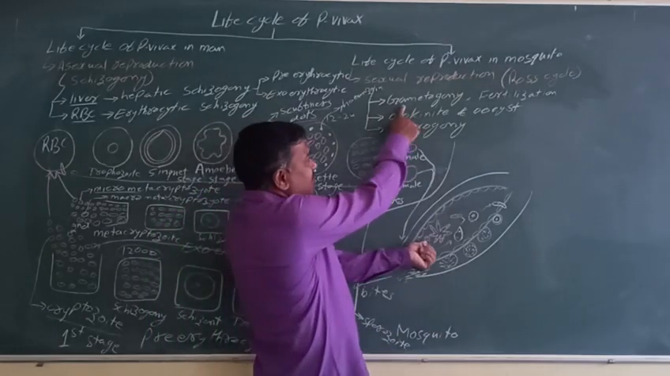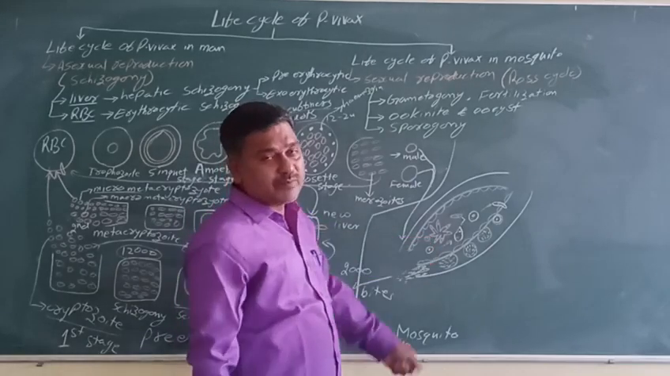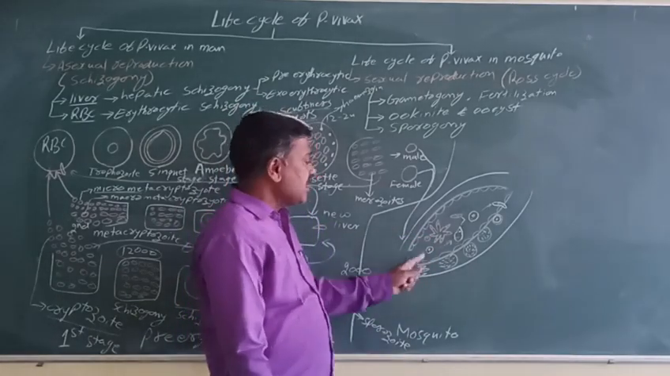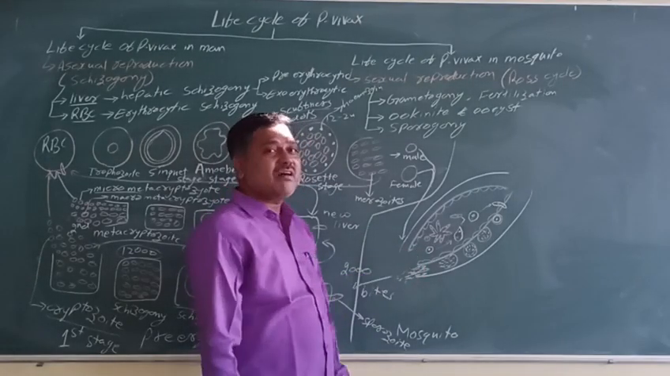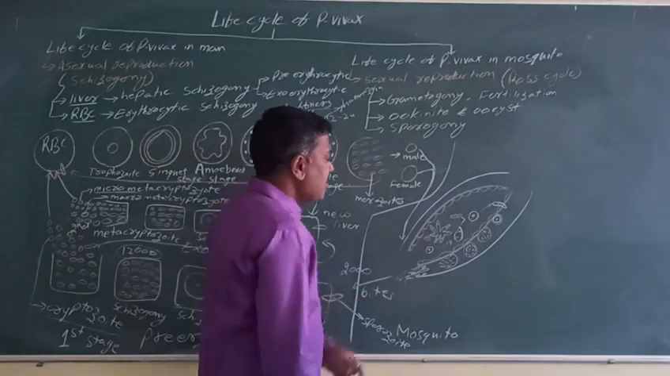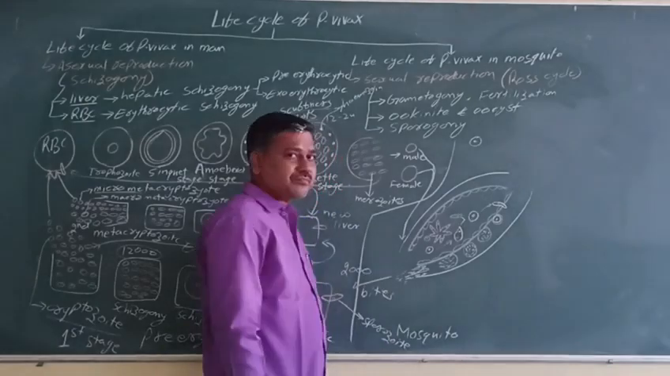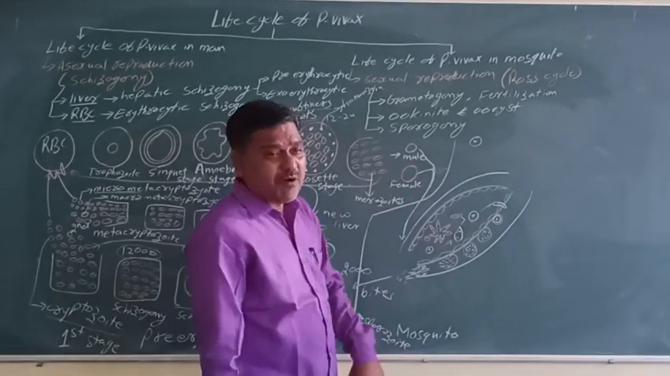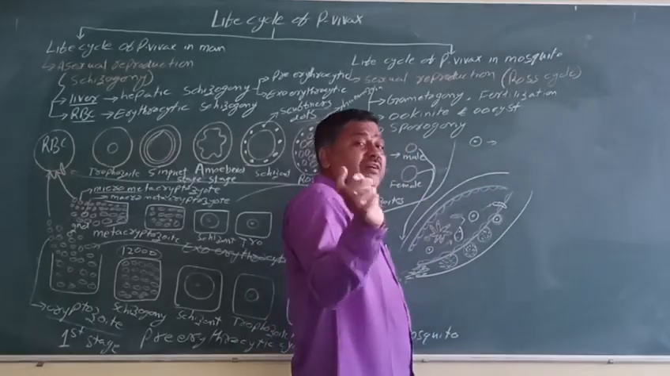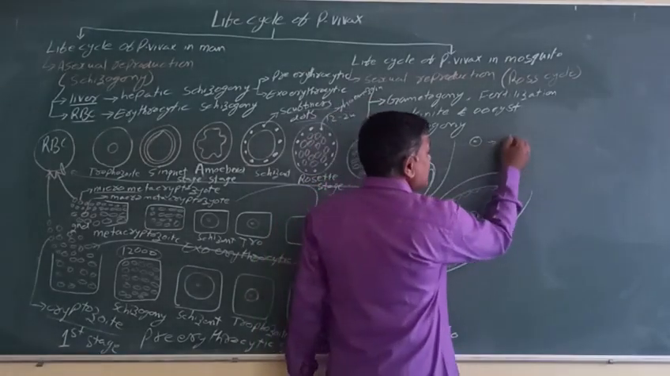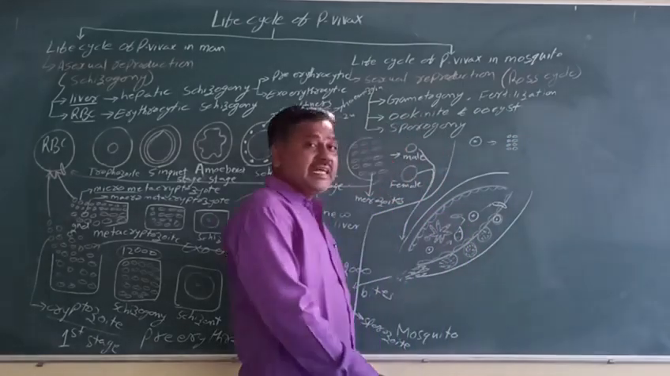Now take the first, gametogony, the process of formation of gametes. First, there is a formation of male gamete, then there is a formation of female gamete. Now what happens in male gamete formation? A single cell is there. When it enters into the crop of the mosquito, first nuclear division occurs, so there is a formation of 8 nuclei.